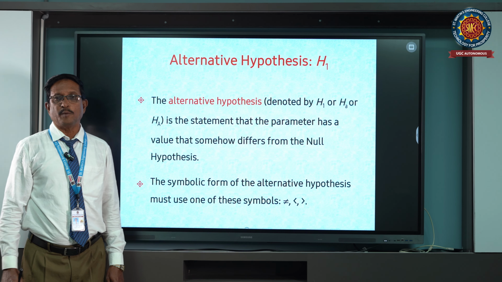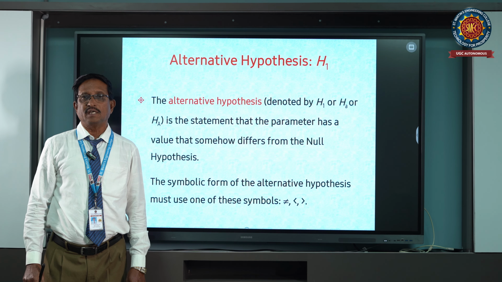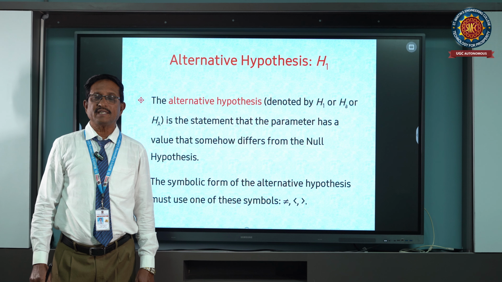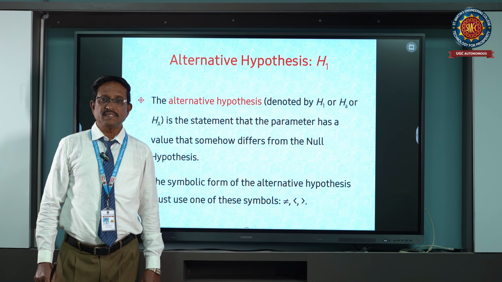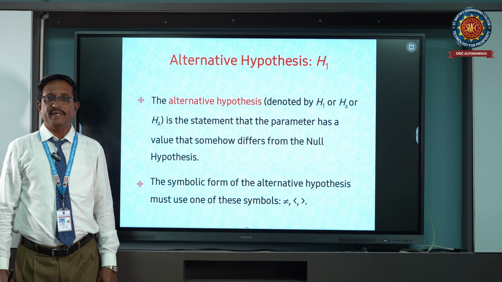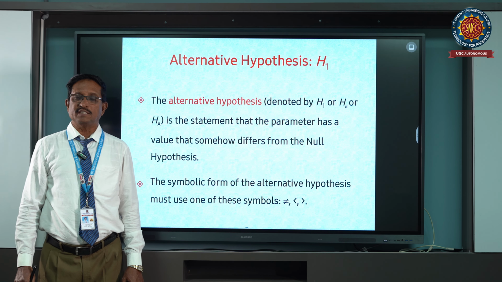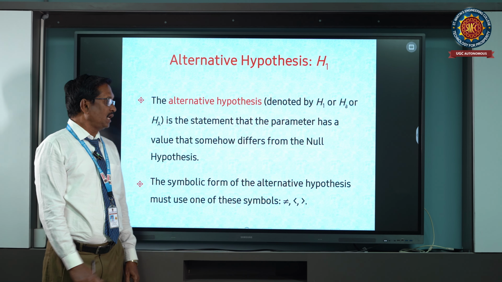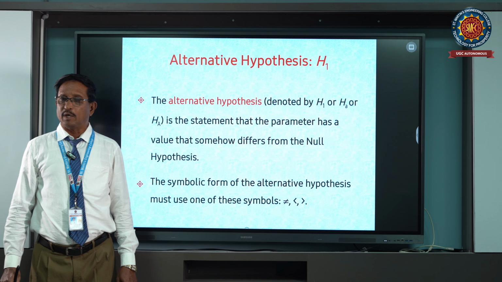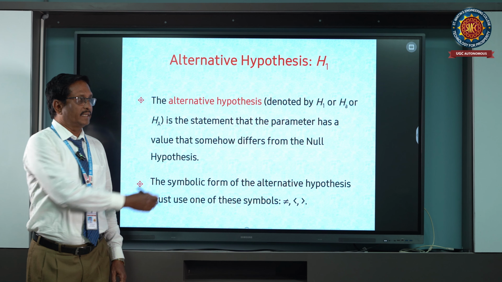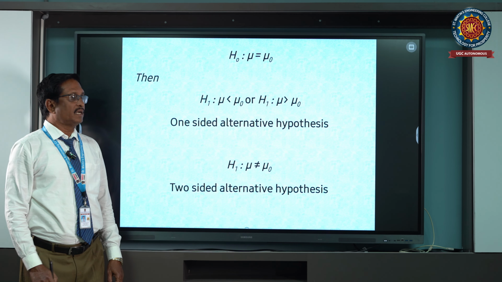Next, the alternative hypothesis. The alternative hypothesis is denoted by H1. The alternative hypothesis is always against the null hypothesis. This is H1, such that there is a significant difference between population parameters and sample statistics. So the symbols of the alternative hypothesis are not equal to, less than, or greater than.